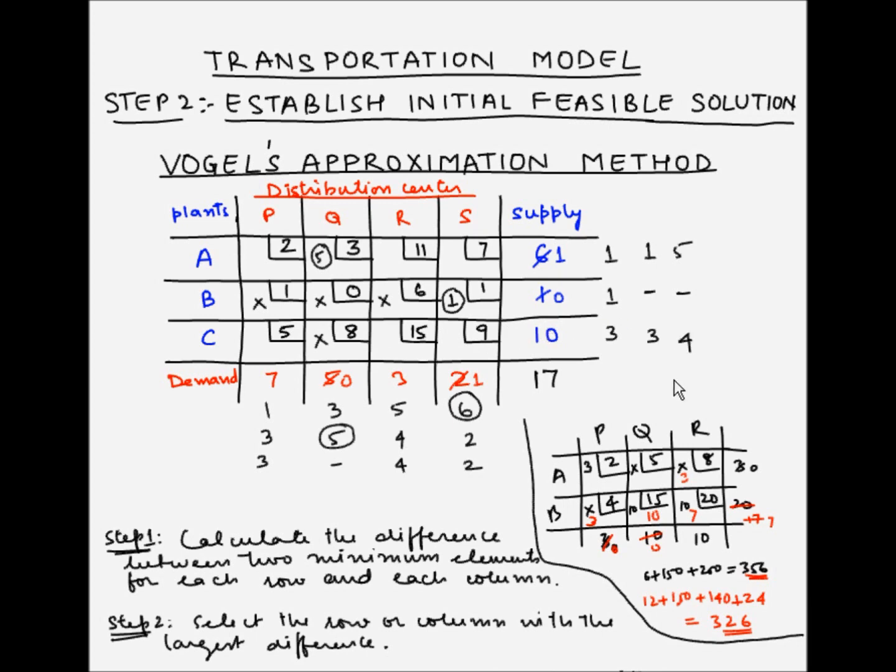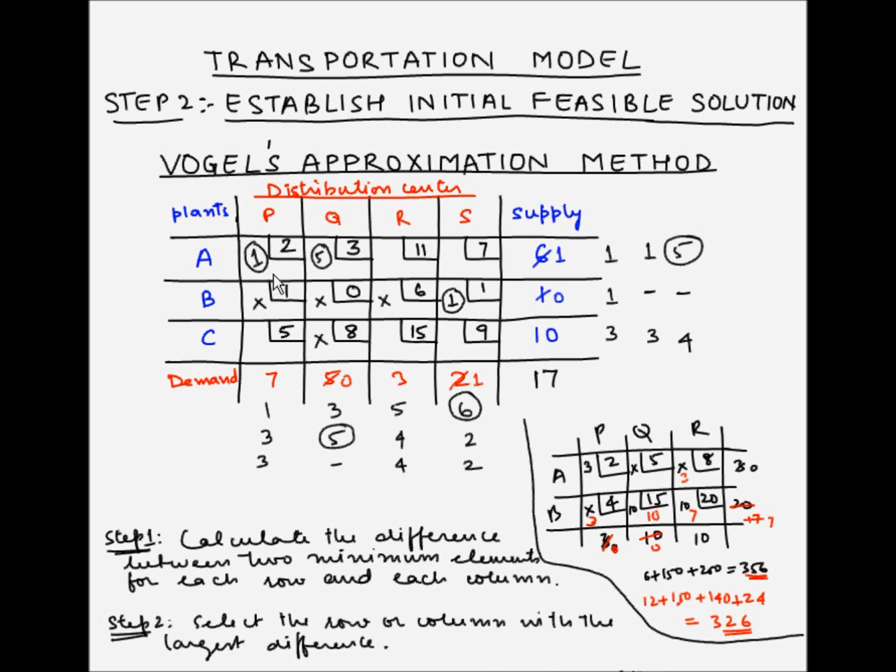So now we'll choose the row or column which has the highest difference, and that is row A, because 5 is the highest. Now in this row A, let's find out the cell with the lowest cost, which is AP. Now let's try to allocate the maximum possible to this square AP. So at P, the demand is 7, but for A, the capacity or supply remaining is 1. So even though the demand is 7, you can only supply 1 unit. So we'll allocate 1 unit here.